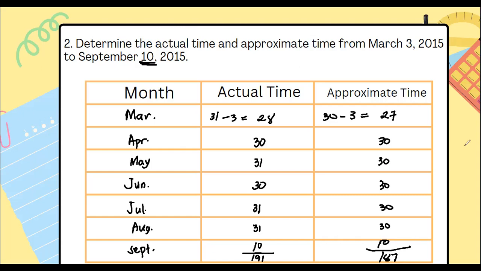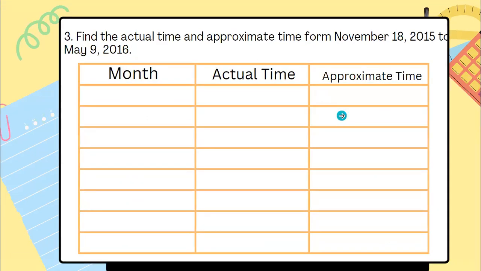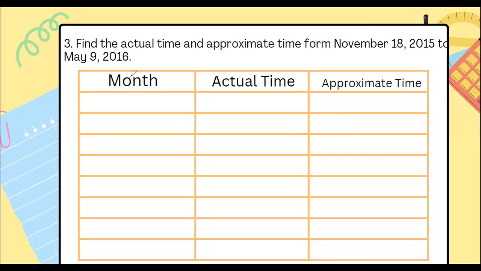Okay? Next, let's proceed with another example. Example number 3. Find the actual time and approximate time from November 18, 2015 to May 9, 2016. So our steps again: we start by listing all the months in the term or time that we have. We start with November, and we end at May 9, 2016.